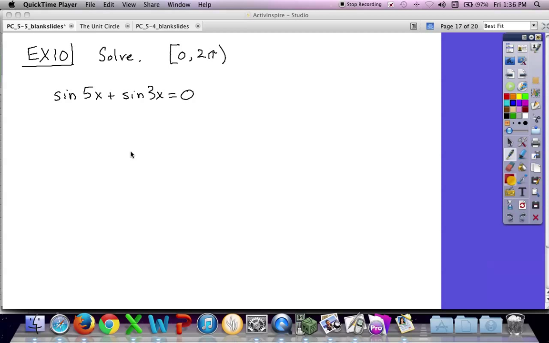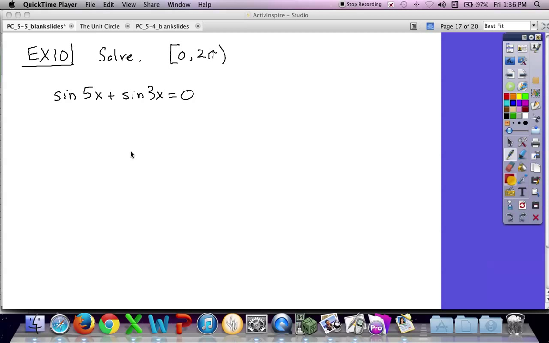Example 10, solve for all the solutions from 0 to 2 pi. We have the sine of 5x plus the sine of 3x. We cannot add them up. We can't say that's the sine of 8x. But since this sum equals 0, if we could turn this into a product, then we could set all the factors equal to 0 and solve that way.